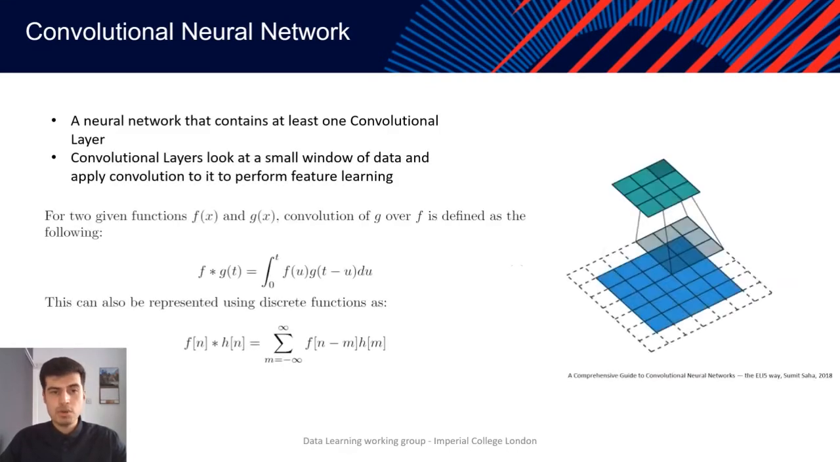So a convolutional neural network is a neural network with at least one convolutional layer. The convolutional layer looks at a small window of the data and applies convolution to it. We can see the definition of that here. This window is then moved across the input in order to generate output in a different dimension, resulting in this case in a downsample. So to summarize, convolutional layers look at regions of the data to perform feature learning.